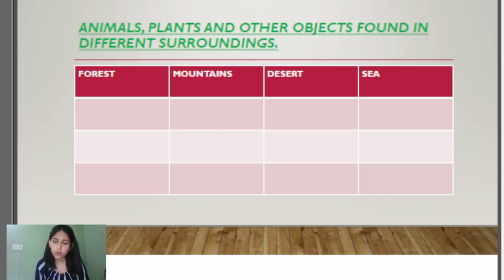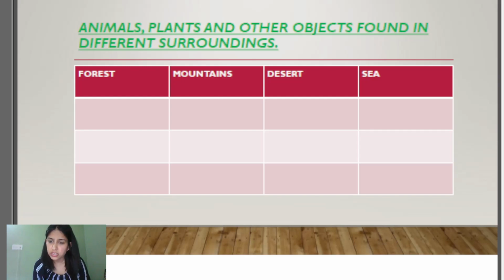You can write it in your notebook as well. The cactus, and then we have the camel, as we have just discussed. Then snakes, viper snakes that are there in the desert. So these are the animals and plants present in the desert habitat.